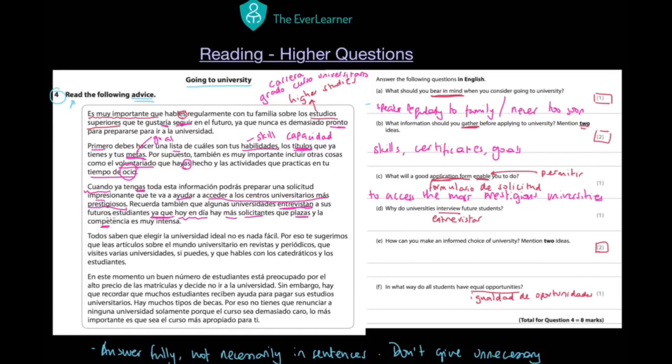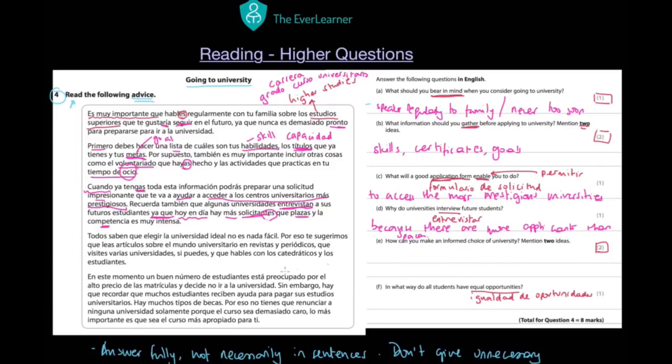So, why do universities interview future students? Because there are more applicants than spaces. Okay, and notice here, solicitante, it's probably one of those words that you may not have come across before, but it comes from the verb solicitar, the same word as solicitud. So it comes from the word application, and in this case, it's applicant. If you said because there are more applications than spaces, that's absolutely fine as well. Nobody would have an issue with that.